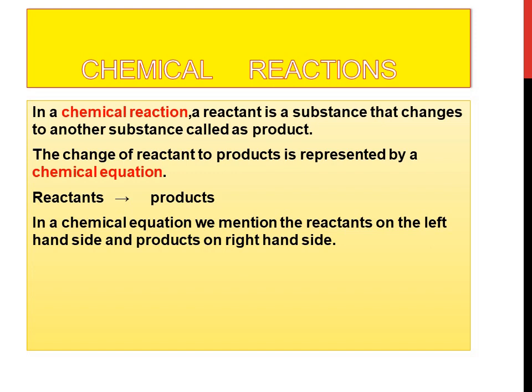The change of a reactant to product is represented by a chemical equation. Remember that. As I've already shown in the presentation, reactant is changing into product. And remember that in a chemical equation, we mention the reactant on the left hand side and products on the right hand side. Very, very important. Reactants are always mentioned on the left hand side and products are always mentioned on the right hand side. Let us move further.